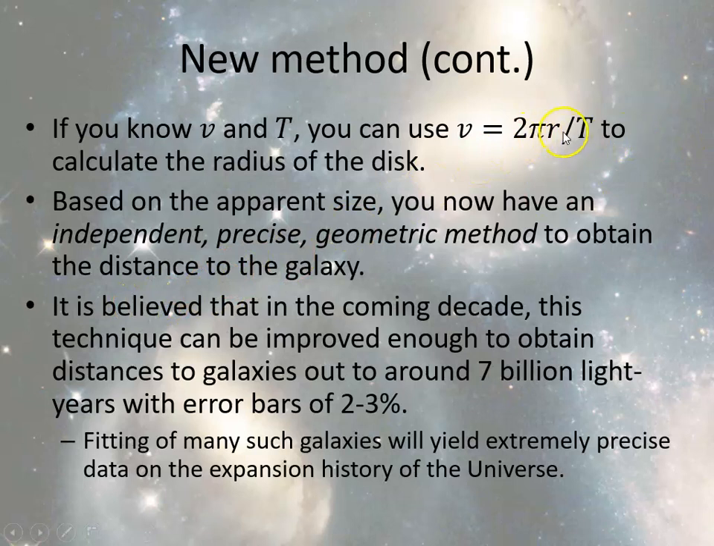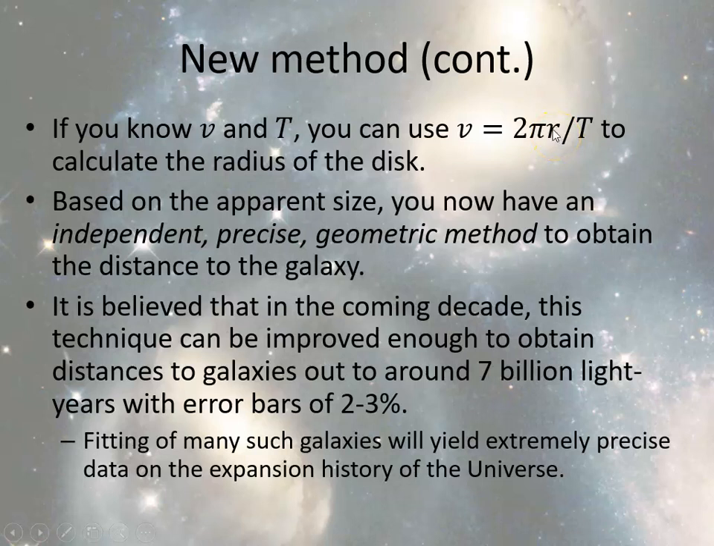Based on knowing the actual radius of the orbit, I shouldn't say exact because there is uncertainty in this velocity measurement, but it's like 1 or 2%. Based on that known radius of the orbit, from how big the orbit looks in your telescope, in other words, the angular size of the orbit, angular size times distance is equal to the actual radius of the orbit. So you get the distance by taking the radius and dividing by the angular size.